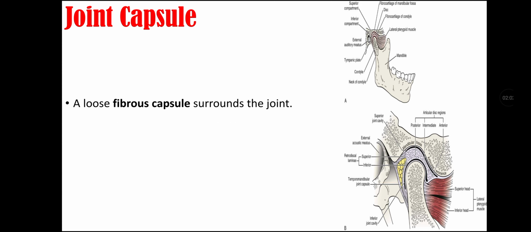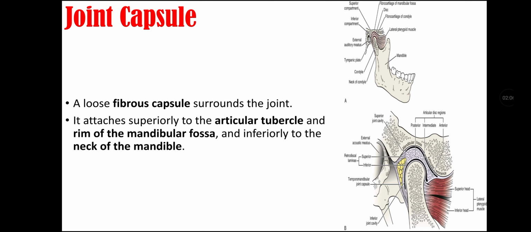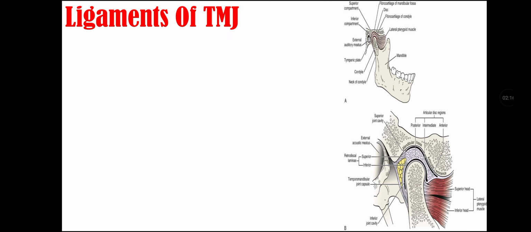Joint capsule. It is a loose fibrous capsule that surrounds the joint. It attaches superiorly to the articular tubercle and rim of mandibular fossa, and inferiorly it attaches to the neck of the mandible. Capsule is reinforced by ligaments.